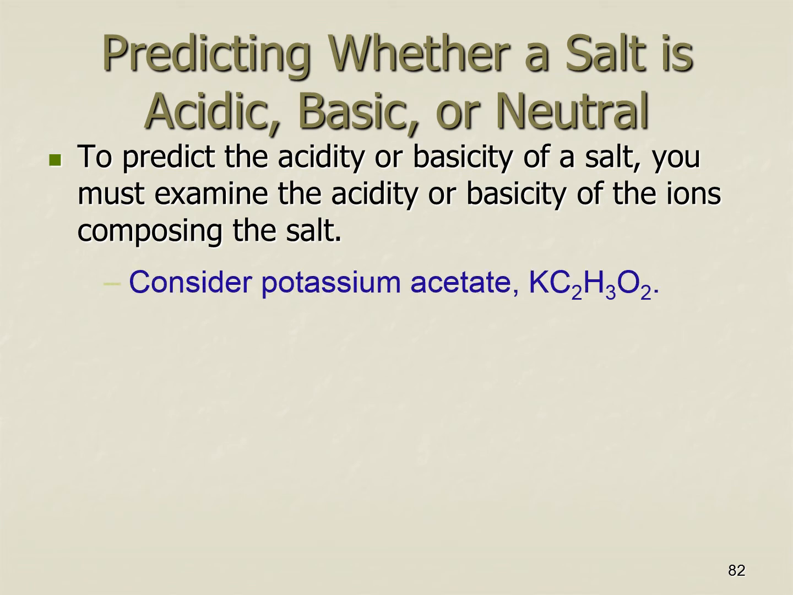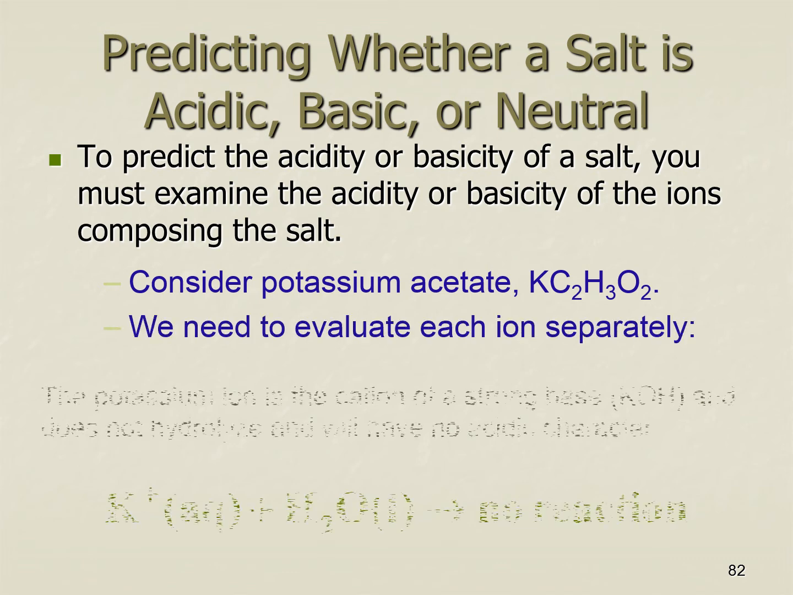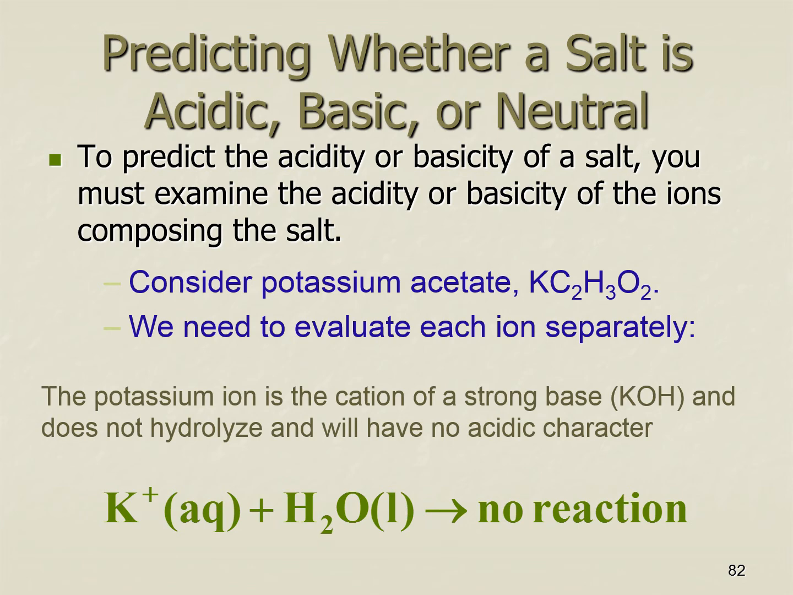All right, so let's consider potassium acetate. Let's pull it apart and look at each ion separately. We look at the K plus and think about where the K plus came from. Did it come from a strong base or a weak base? It came from a strong base. So what does that mean? The K plus itself does not hydrolyze. We can ignore it. It has no acidic character at all.